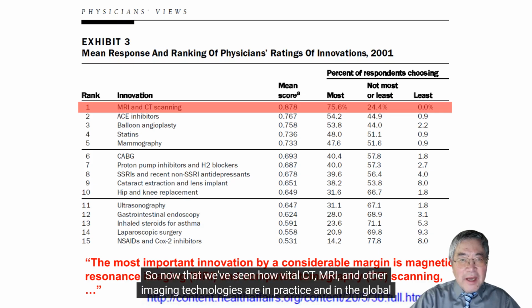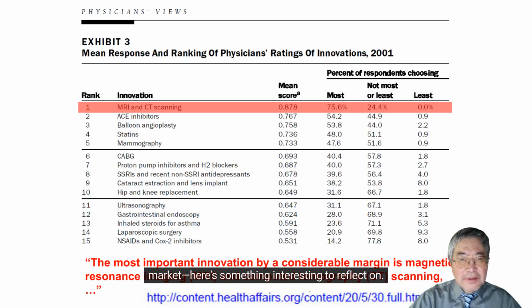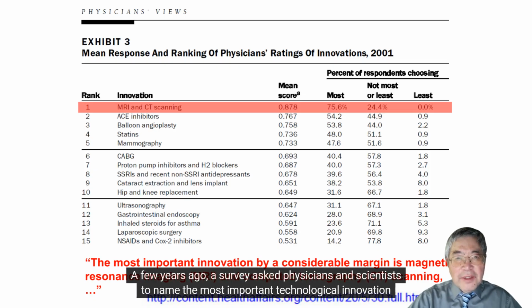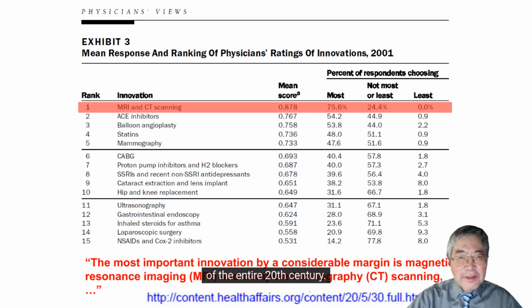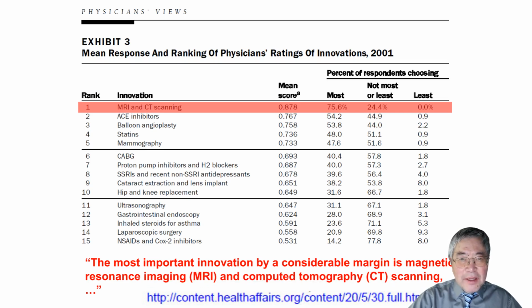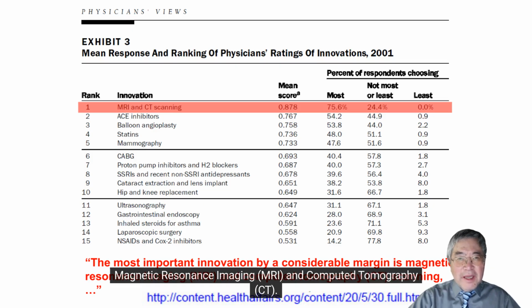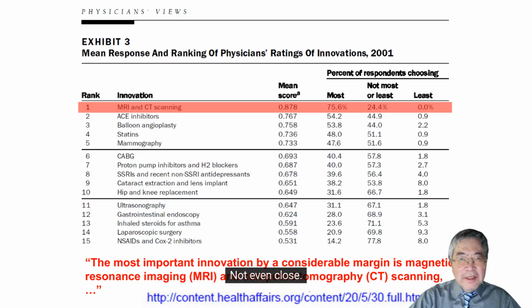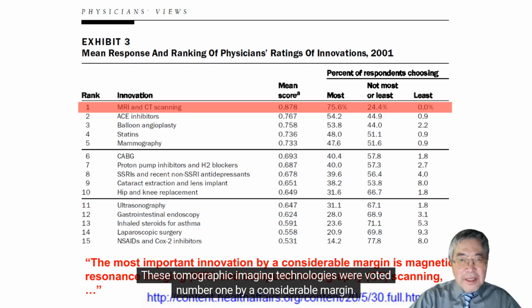So now that we've seen how vital CT, MRI, and other imaging technologies are in practice and in the global market, here's something interesting to reflect on. A few years ago, a survey asked physicians and scientists to name the most important technological innovation of the entire 20th century. Think about that. This included everything: the internet, smartphones, even space travel. And what came out on top? Magnetic resonance imaging (MRI) and computed tomography (CT). Not even close. These tomographic imaging technologies were voted number one by a considerable margin.